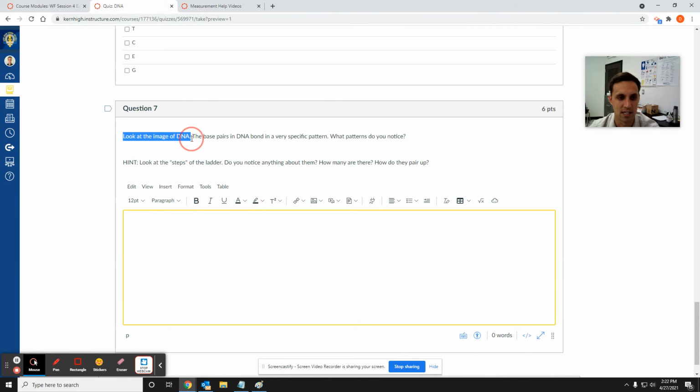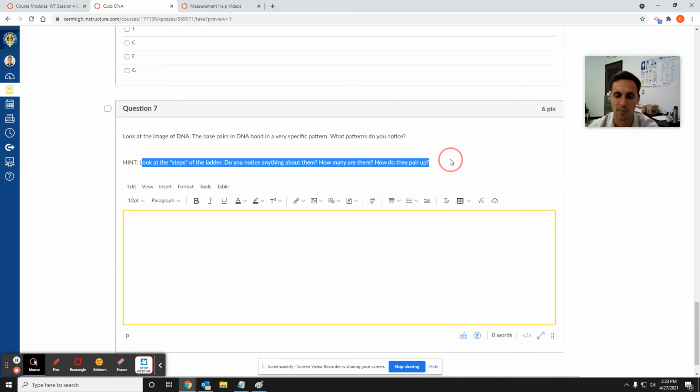Look at the image of DNA. The base pairs in DNA bond in a very specific pattern. What patterns do you notice? Hint, look at the steps of the ladder. Do you notice anything about them? How many are there? How do they pair up? So you're going to have to figure this out for yourself.